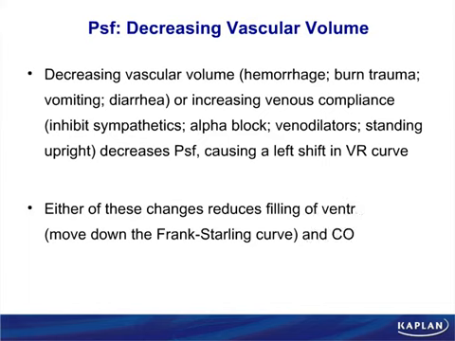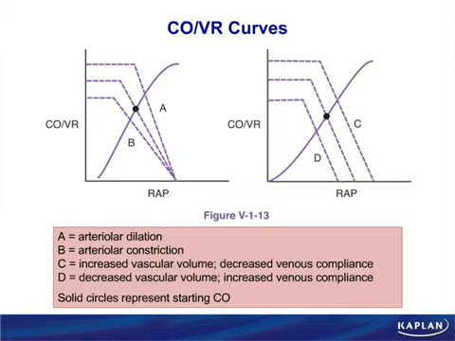Either of these changes will reduce filling, Frank-Starling. We're going to come down the Frank-Starling curve, and as a result, reduce cardiac output. We'll look at it graphically on the next slide. Okay, again, we're working with the curve on the right. D represents a decrease in vascular volume or an increase in venous compliance. As we did with C, what you should notice immediately is this change shows a decrease in PSF. Because remember, PSF is the x-intercept for the venous return curve. So PSF went down. That should be your first thought.